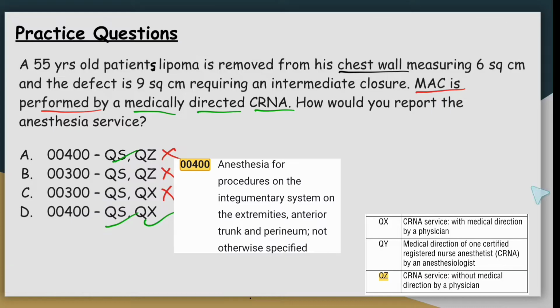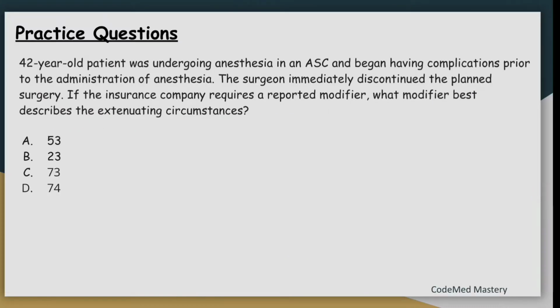Next question. Read the question. 42-year-old patient was undergoing anesthesia in an ASC. ASC is ambulatory surgical center, and began having complications prior to the administration of anesthesia. The surgeon immediately discontinued the planned surgery. If the insurance company requires reported modifier, what modifier best describes the extenuating circumstance?